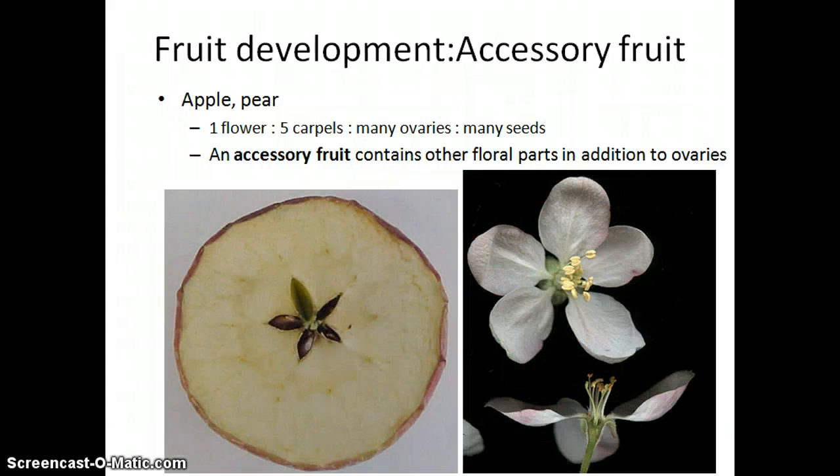And then here's an example of an accessory fruit. We have apples and pears. So in the case of an apple or a pear, we get one flower, but that flower has 5 carpels in this case. And there are many ovaries and many seeds. But what makes it an accessory fruit is that there are other floral parts in addition to the ovaries that come together to make that fruit.